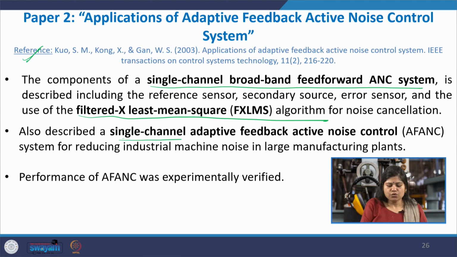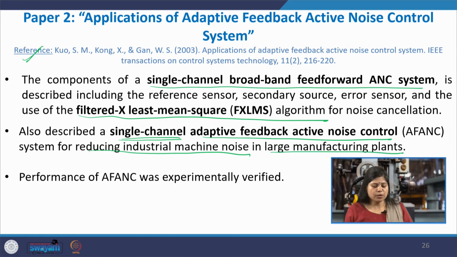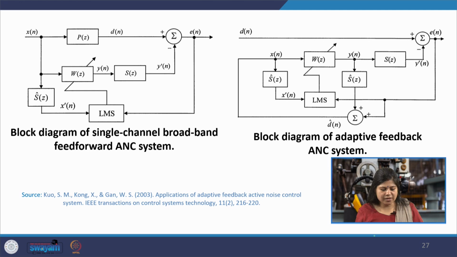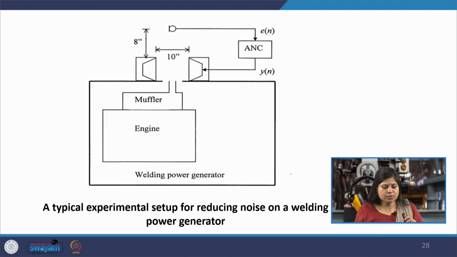And then this single channel adaptive feedback active noise control system was used to reduce the industrial machine noise in some of the large manufacturing plants. So that was the goal for it. This shows the various circuitry, which again we will not be discussing within this course. Okay. So an experiment was done where you had the engine within a welding power generator machine. So this was taken as the case study, and a muffler was implemented, and then there was the ANC system. This shows the error signal and the ANC system that was implemented.